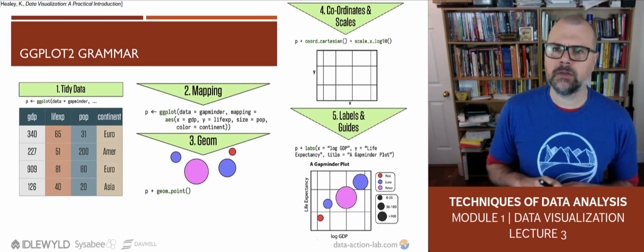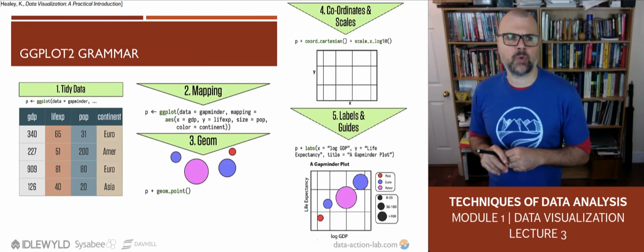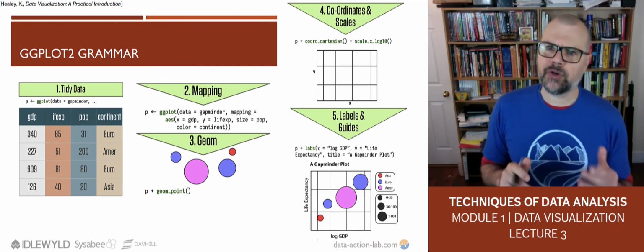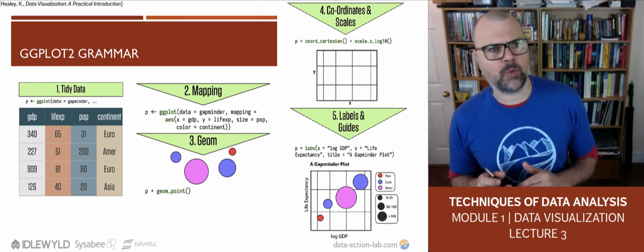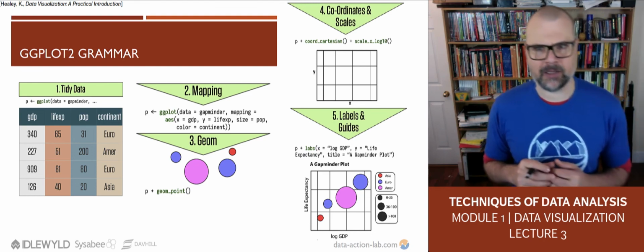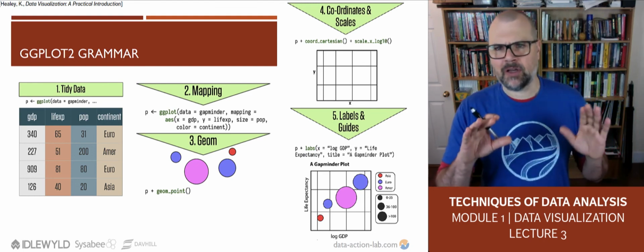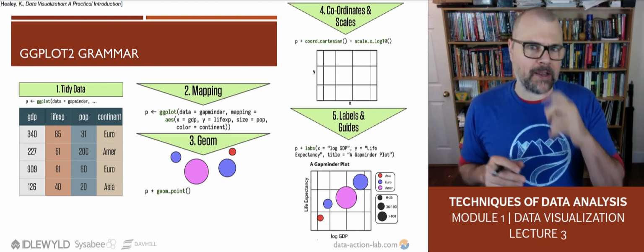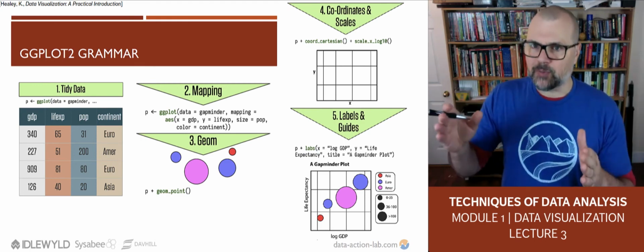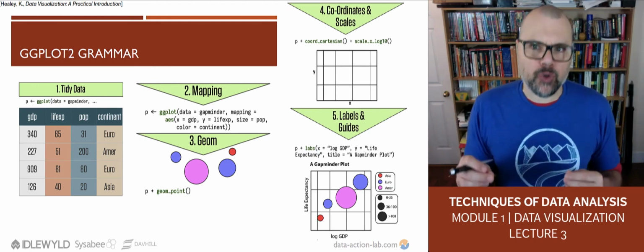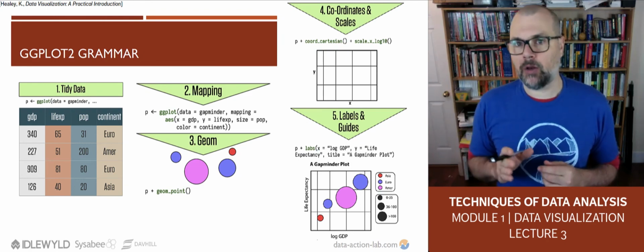How does the ggplot2 syntax work? It's pretty clear. First of all, you need to have a data set in what is called a tidy format. A tidy format is just a weird way of saying every variable, everything you could be measuring, only shows up in one column.